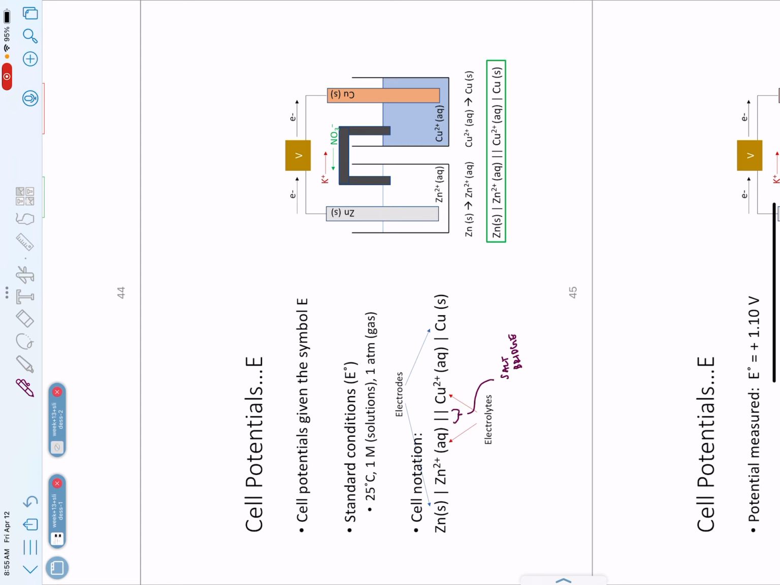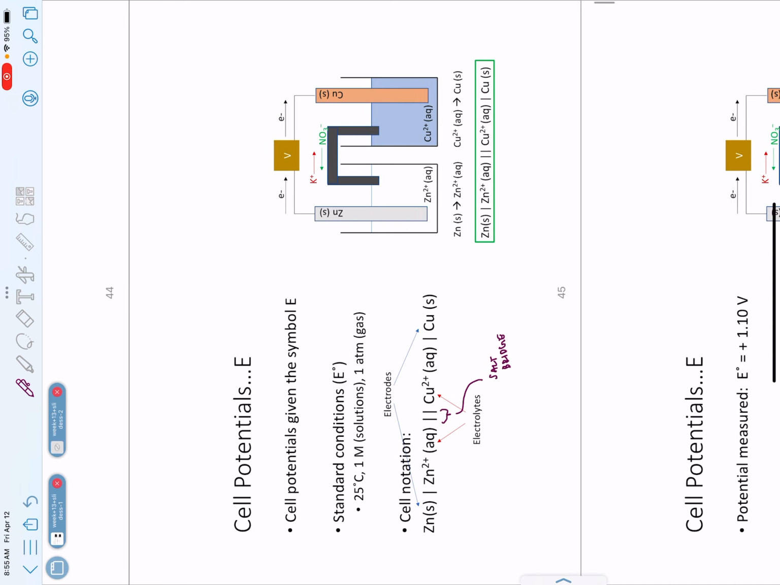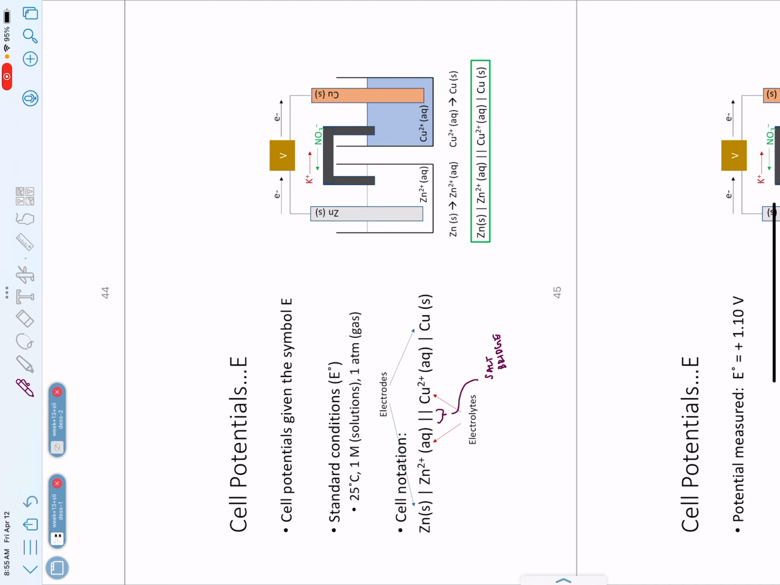All right. And again, I'm not going to test you on the battery notation. It's just something you're going to encounter. You may see it even on the MCAT, because they do electrochemical cells on the MCAT.